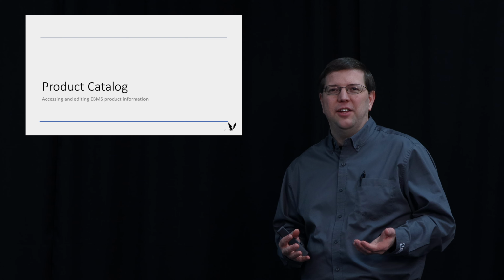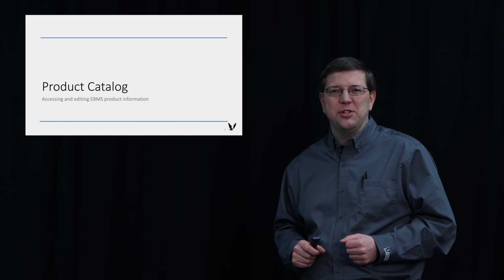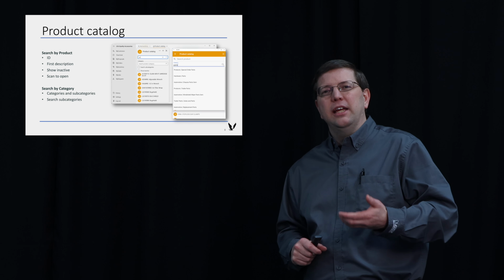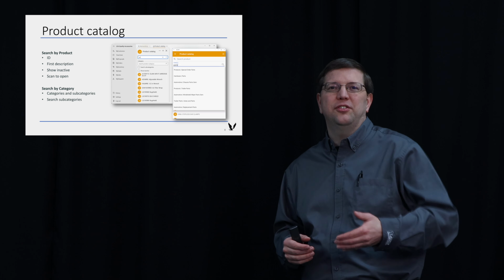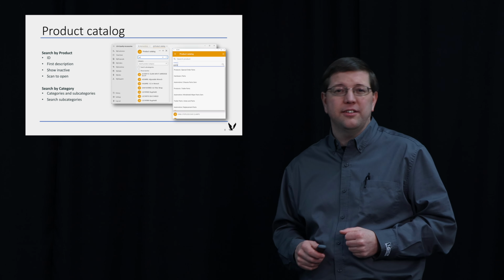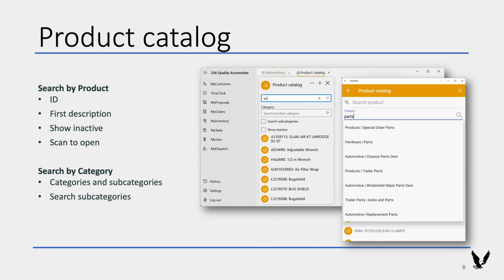This is where we can access and edit product information. When you choose MyInventory on the menu, you'll be taken to the list of features. From there, choose Product Catalog. This will load the inventory search view. And from here, you can search by ID. You can search by any word in the description. You can decide whether or not you want to show the inactive items. And if you're on iOS or Android, you can scan a barcode to open the item directly.